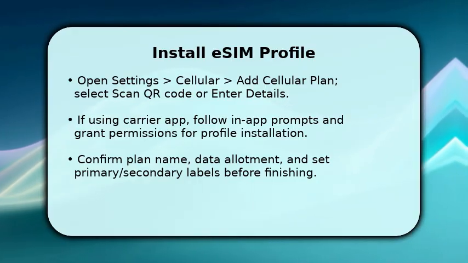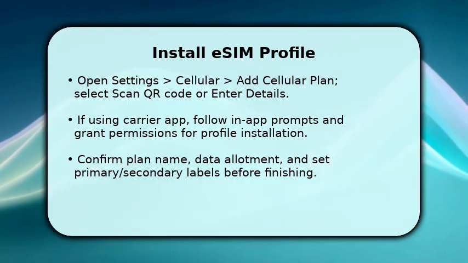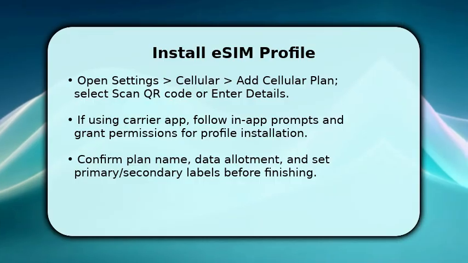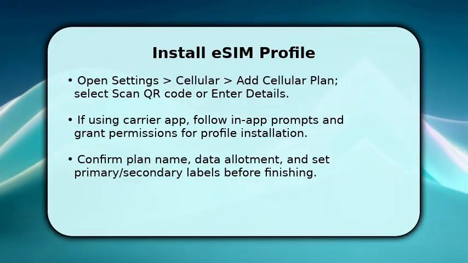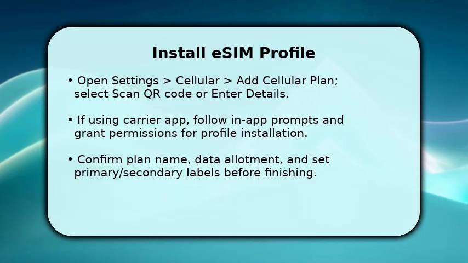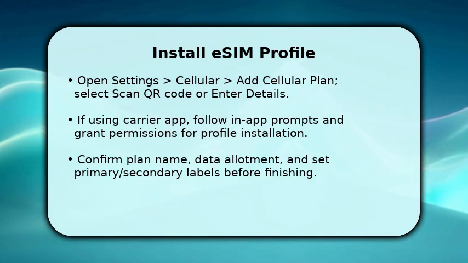If you use the carrier app, grant permission when it requests to install a cellular profile, because the OS needs that consent to proceed. Once the profile appears, confirm the plan name and check the data and voice options. Choose primary or secondary use if you keep a physical SIM. After confirming, the phone will validate with the carrier. Watch for a success message or connection icon.